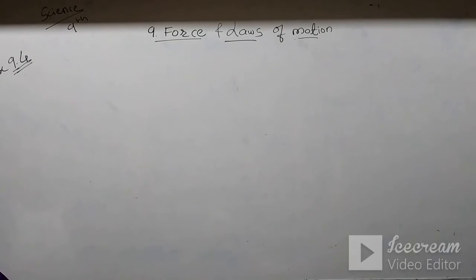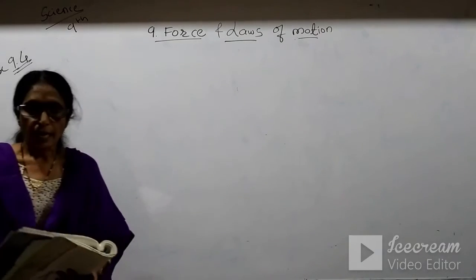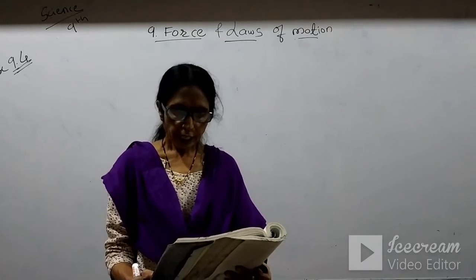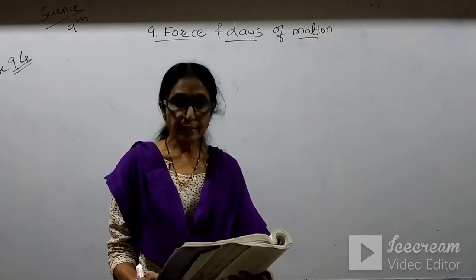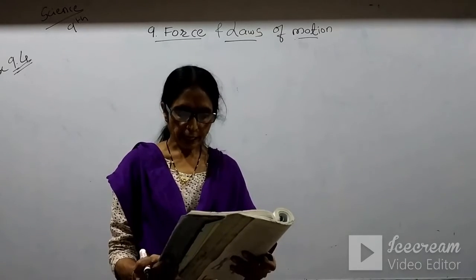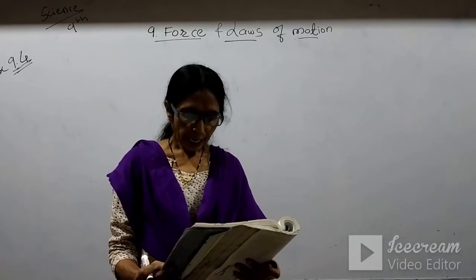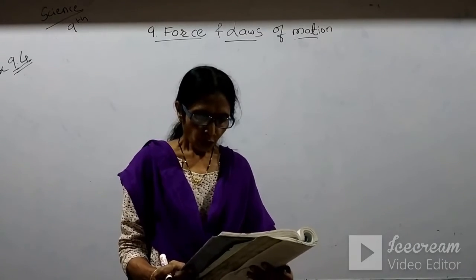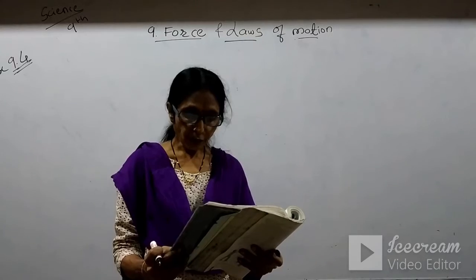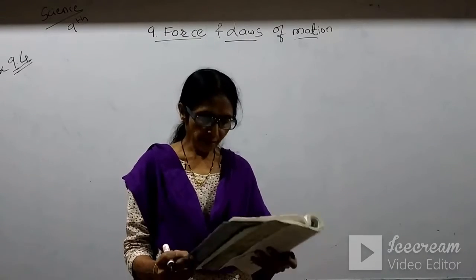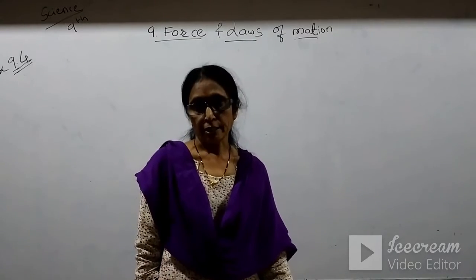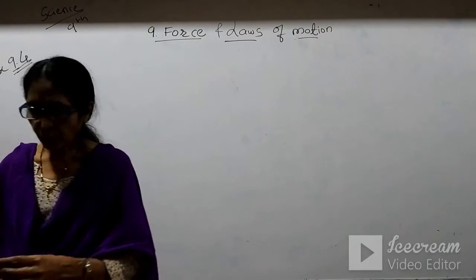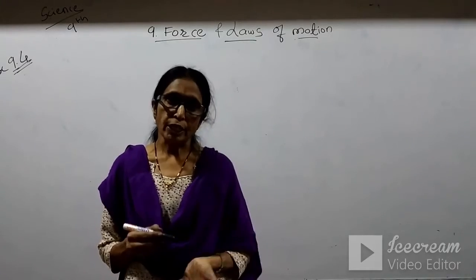In the sum 9.4, students, I will read the sum here first of all. A force of 5 Newton gives a mass m1 an acceleration of 10 meter per second square, and a mass m2 an acceleration of 20 meter second raised to -2. What acceleration would it give if both the masses were tied together? So when we tie together both the masses, what will be the acceleration?